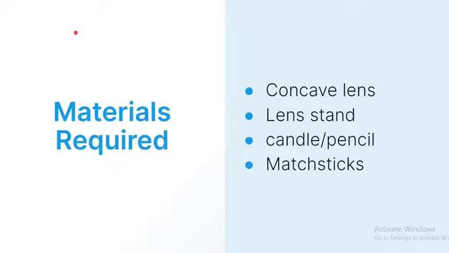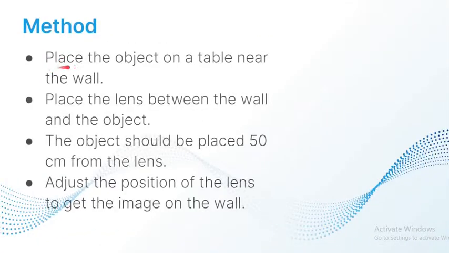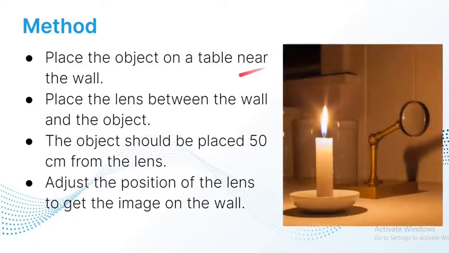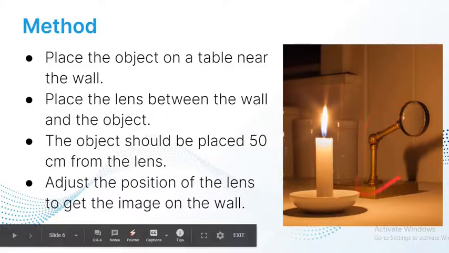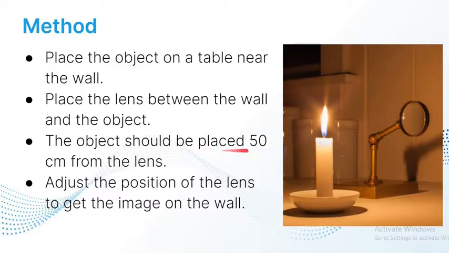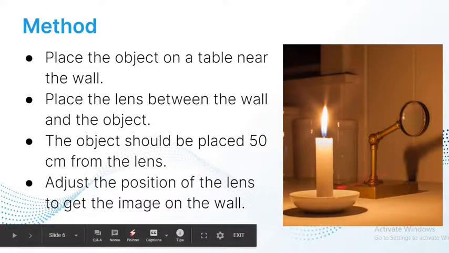To do this activity, place the object on a table near the wall. Place the lens on a lens stand between the wall and the object as shown in the figure. The object should be about 50 cm from the lens. Adjust the position of the lens to get a clear image of the object on the wall.